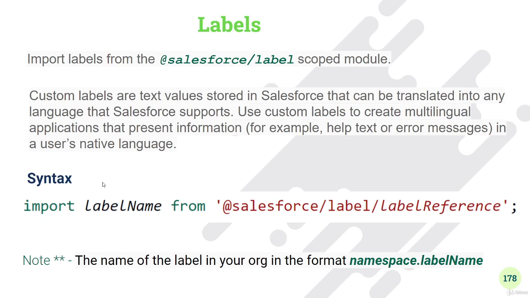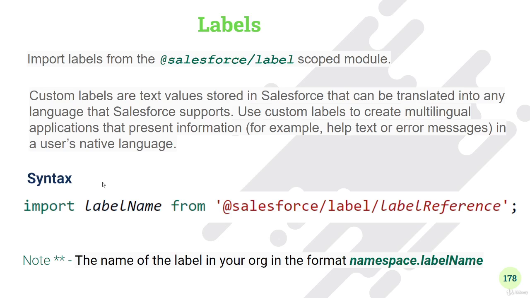The other benefit is that if you move all your static text to a custom label, and in production something fails after deployment, you can change it directly in the Salesforce dashboard. You don't need to change your code again and deploy. So that is another benefit of custom labels.